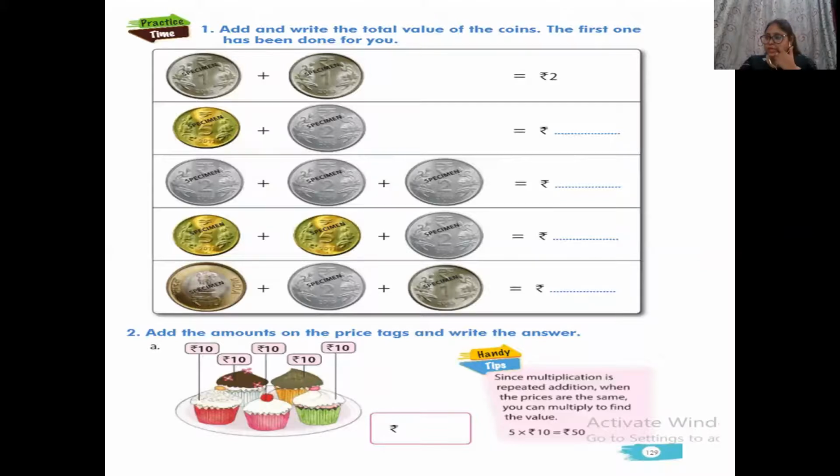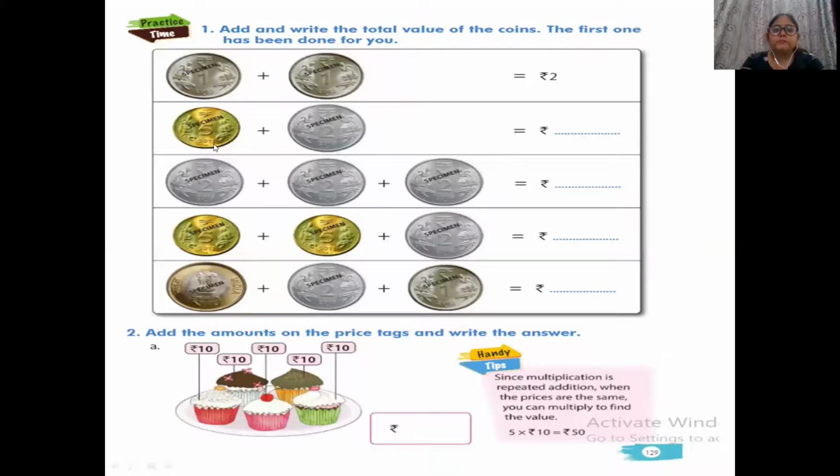Okay, so in this question number 1, what we have to do is add and write the total value of the coins. The first one has been done for you. See, there are two coins, 1 rupee coin and 1 rupee coin. So two 1 rupee coins make 2 rupees. In the same manner, we have to find out the total sum of the remaining questions.